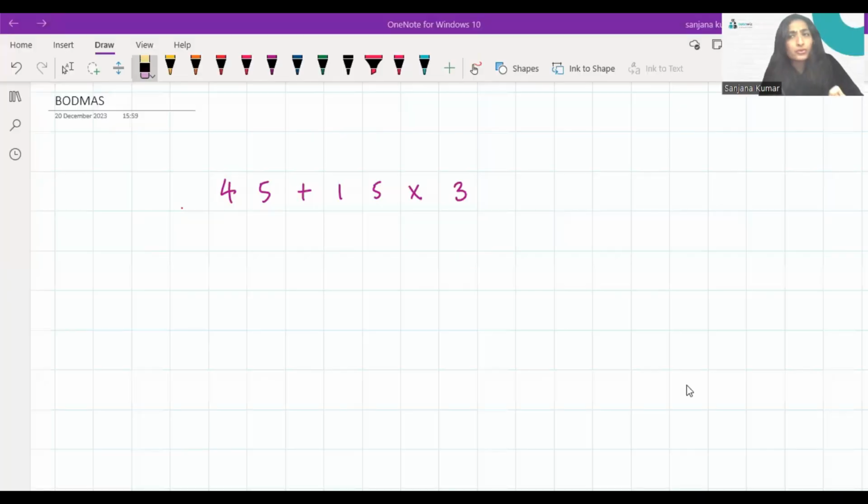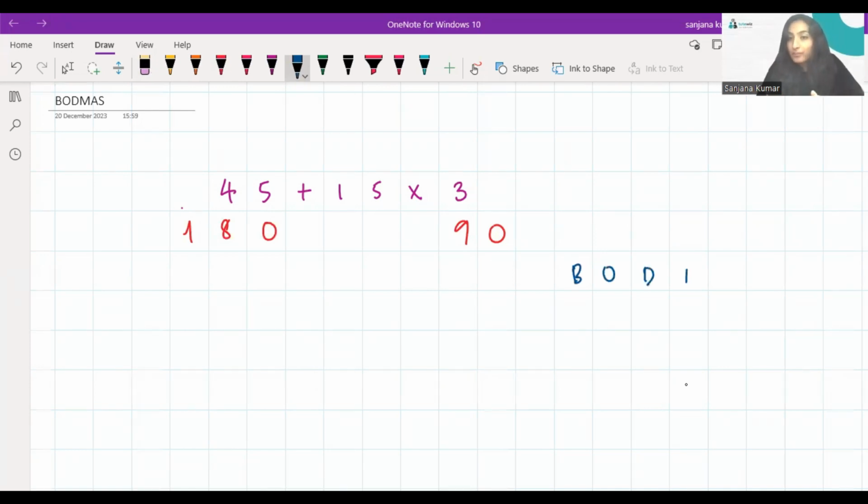So yesterday, my friend and I were solving this question. However, we both got different answers. She got the answer as 180, but I got the answer as 90. So how do we decide who is correct and who is not? To help us with this confusion, we have the magical rule of Bodmas.